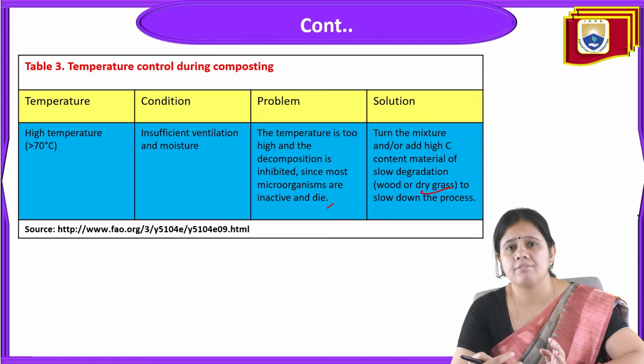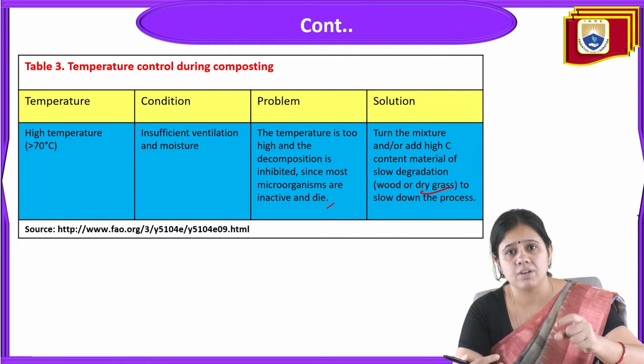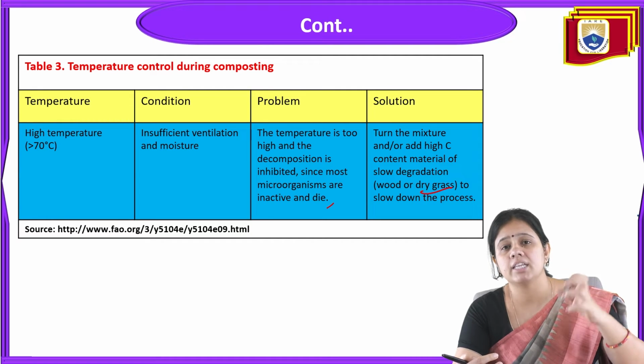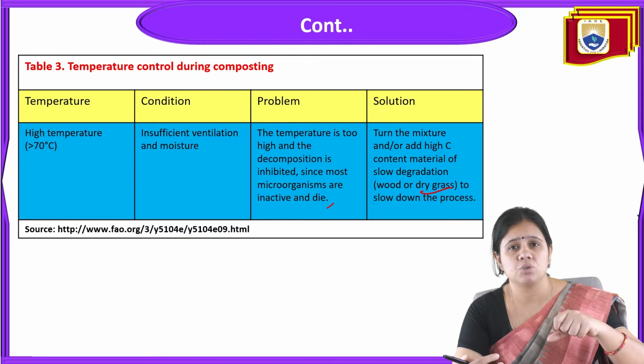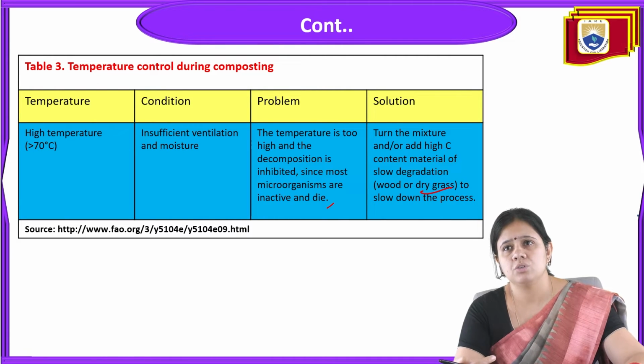For microorganisms to survive, the ideal temperature condition is very important, because only if the microorganisms survive can they degrade or decompose the materials from the organic waste. If the condition is not suitable for their survival, then composting is not possible. So we should turn the mixture and add high carbon content materials of slow degradation, like wood or dry grass, to slow down this process.